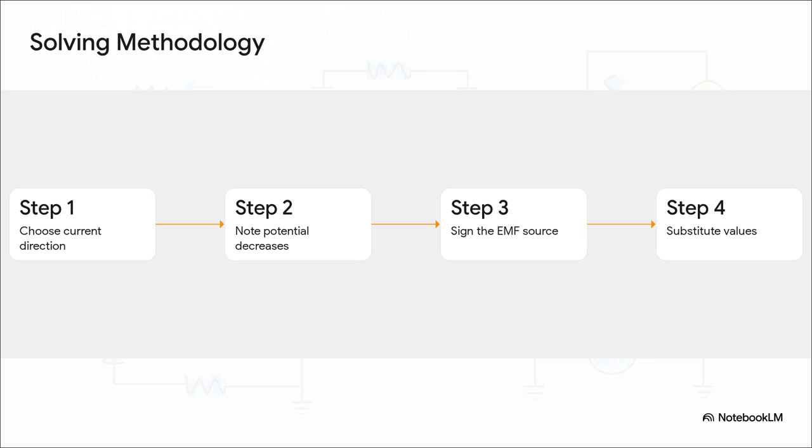Step 2. As current flows across a resistor, there's a potential decrease, so our voltage drop, V equals IR, will be signed as negative. Step 3. We sign our EMF, or electromotive force sources. If the current moves from low to high voltage, it's positive because energy is charging at the source. If it moves from high to low, it's negative because energy is emptying. And finally, step 4. We substitute our values.